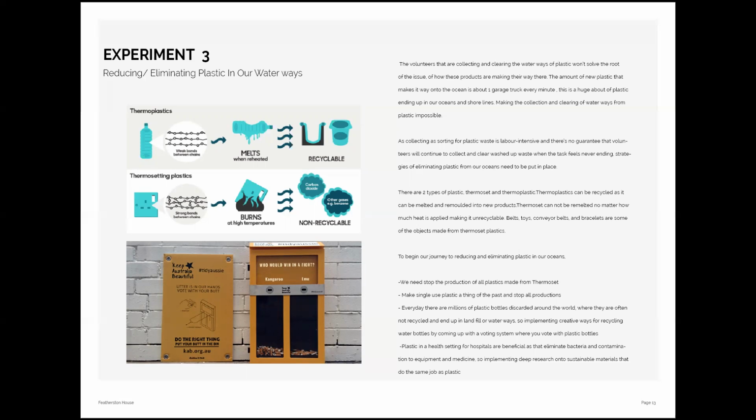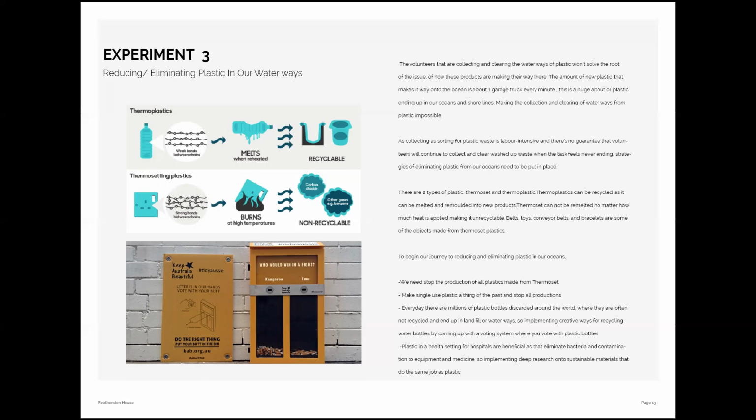Cleaning plastic bottles out of waterways will never really be clear, because there's so much ending up there at any given minute. Collecting and sorting of plastic is labour intensive, and there's no guarantee that the volunteers will continue to collect and clear washed up waste when the task feels never ending. Strategies of eliminating plastic from our oceans need to be put in place.